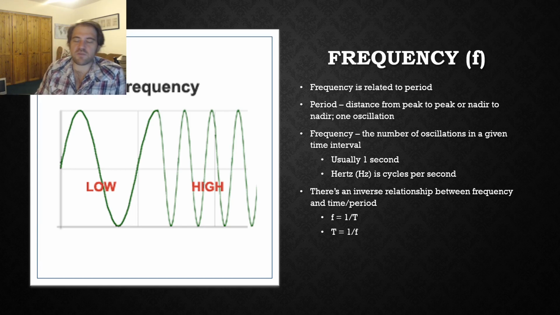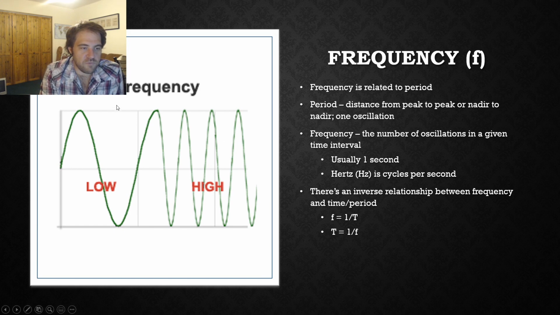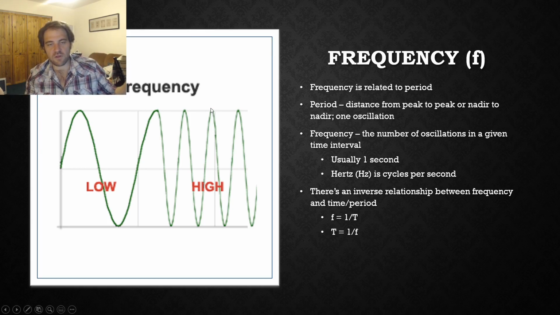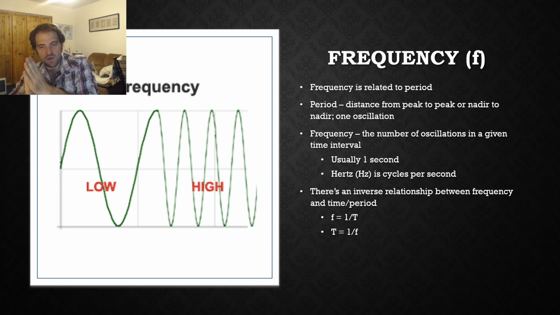Okay, so frequency is related to the period, right? The period for the low frequency wave is going to be from here to here. The period of the high frequency wave is going to be from here to here. So the period is obviously longer for the low frequency wave and shorter for the high frequency wave. So these are inversely related, right? We talked about that already.